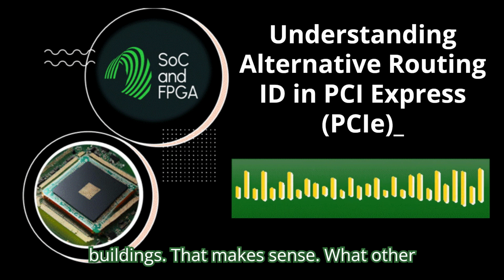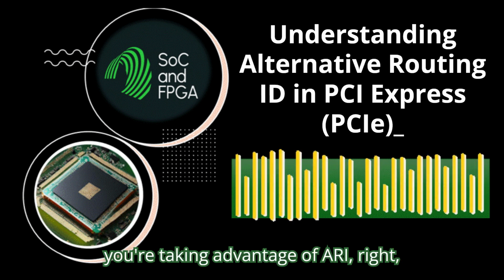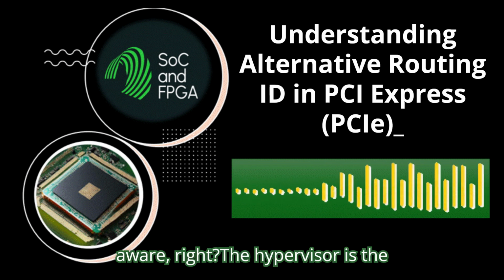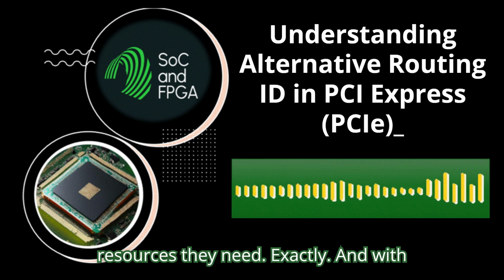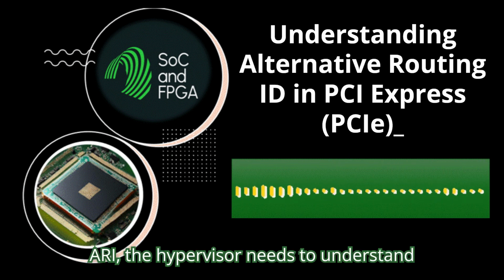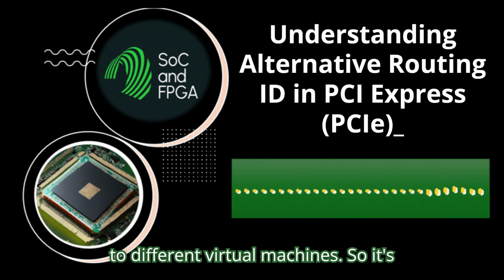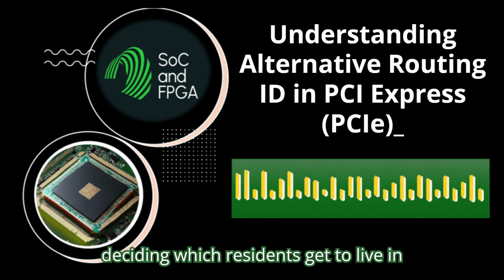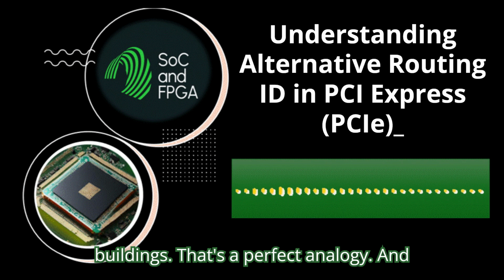That makes sense. What other software components need to be updated to support ARI? Well, if you're using virtual machines, which you probably are if you're taking advantage of ARI, then your hypervisor also needs to be ARI aware. Right. The hypervisor is the software that manages all the virtual machines, making sure they have the resources they need. Exactly. And with ARI, the hypervisor needs to understand how to allocate those virtual functions to different virtual machines. So it's like the hypervisor is the city planner deciding which residents get to live in which apartments within those expanded buildings. That's a perfect analogy.